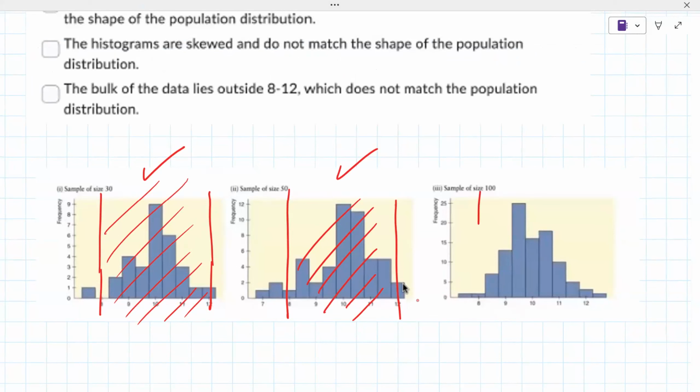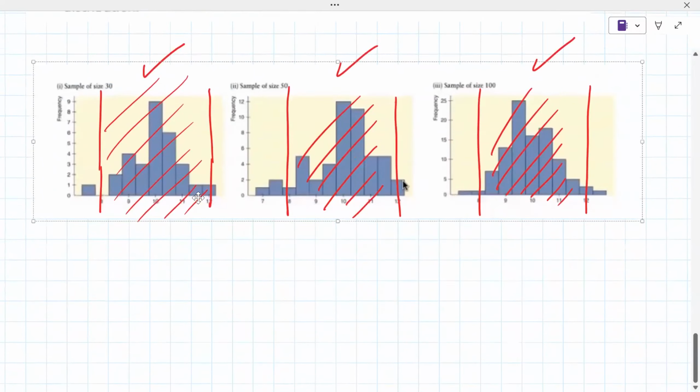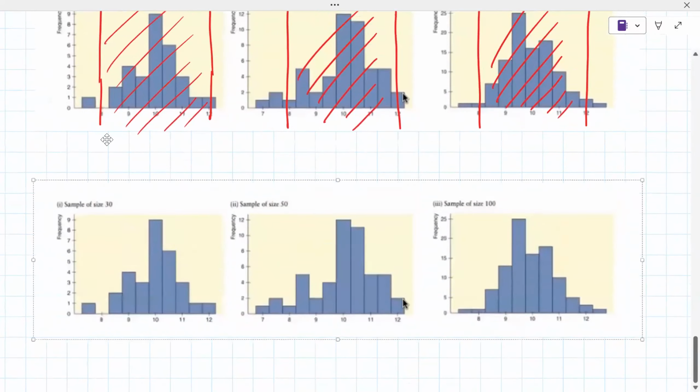A large percentage. Same thing over here, 8 and 12. Lots of the data in here. I got confused because of the ones that were outside of the 8, that's why I picked the last one, but I guess it's the first one. Well, it says most. Bulk of the data. It could be more than one here, so we're going to keep going. Is that okay for the first one? Yeah. All right.